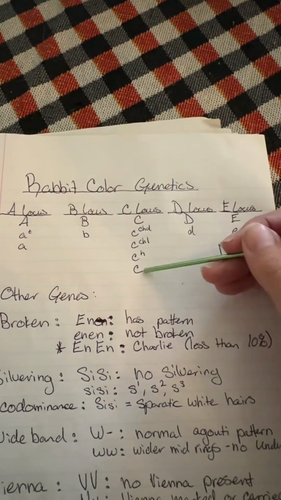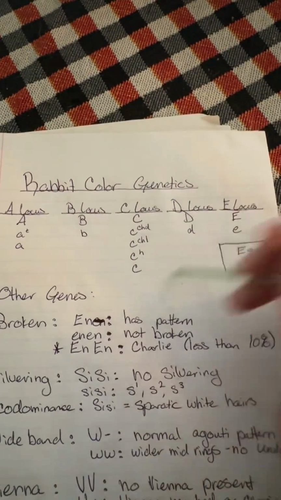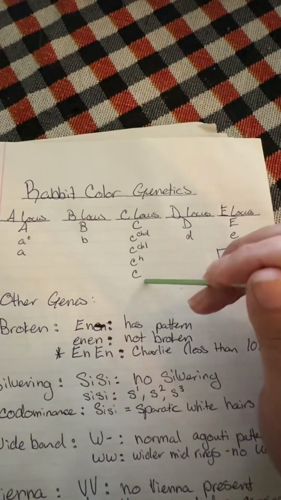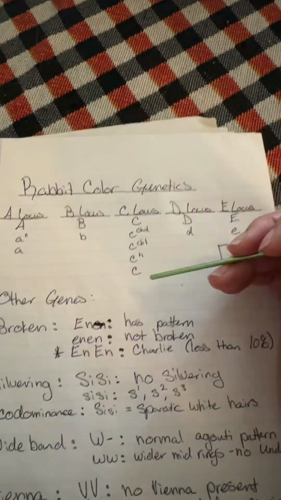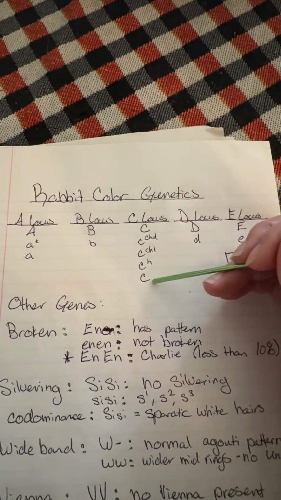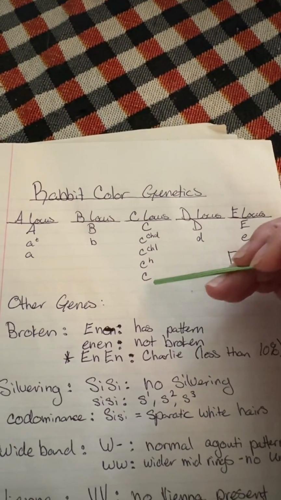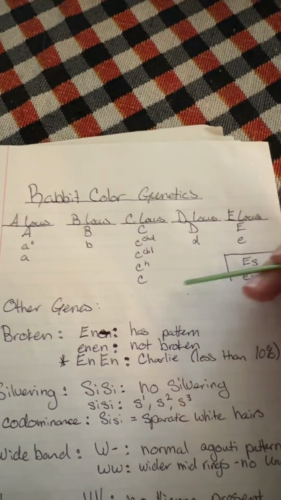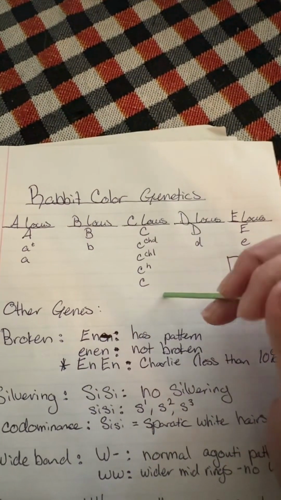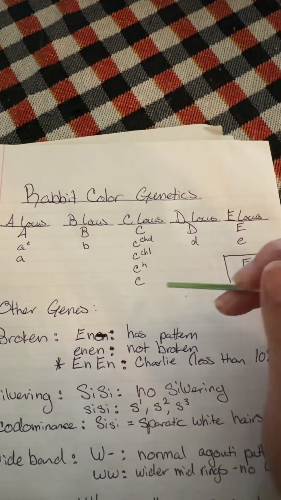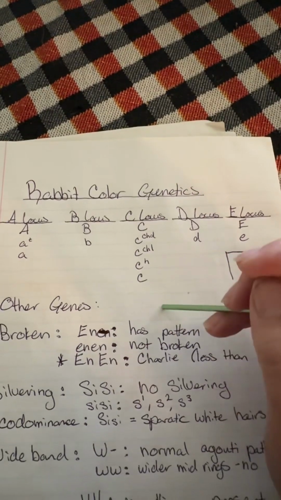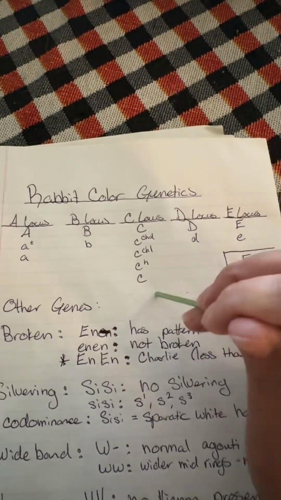And last but not least is the most recessive of all of these genes, and that is the complete erasure gene. So that is going to be what most would consider your albino rabbit or your ruby-eyed white. That's a fully white rabbit with red eyes, and that is because all of the color has been completely erased from that rabbit.